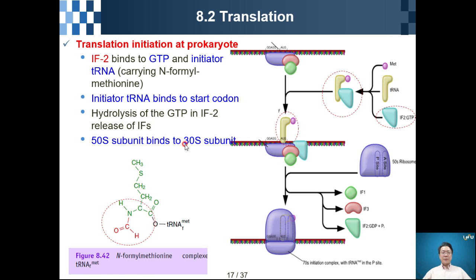After that, the GTP in IF2 is hydrolyzed. Hydrolysis of the GTP in IF2 releases IF1, IF2, and IF3. After that, the 50S subunit, the largest subunit, binds to the 30S subunit. So this is the translation initiation step.